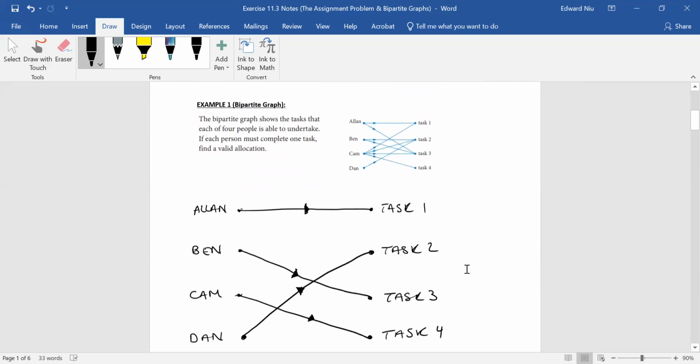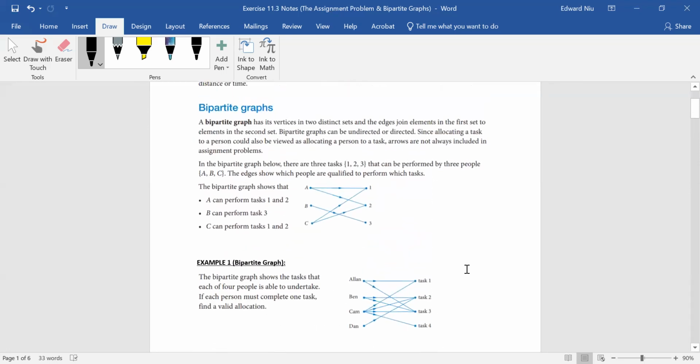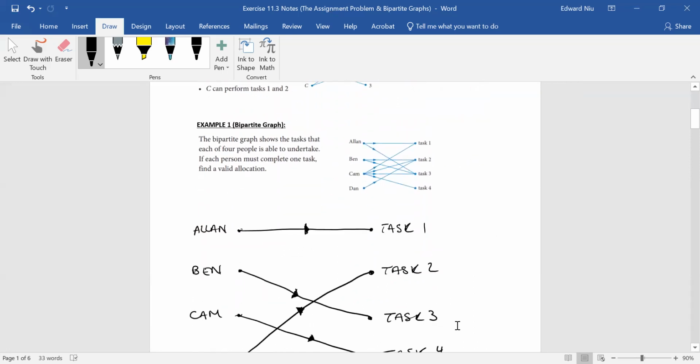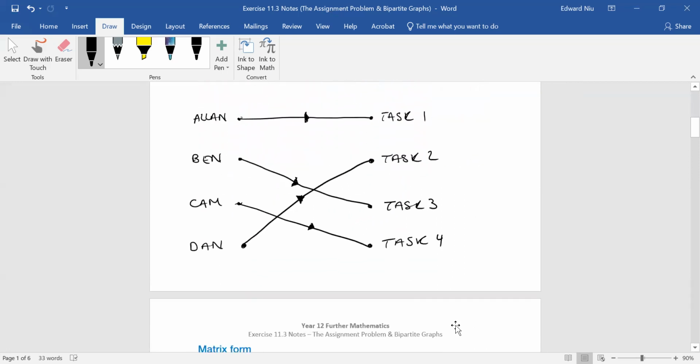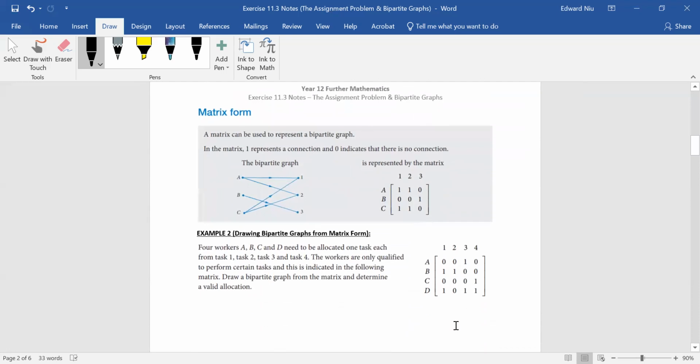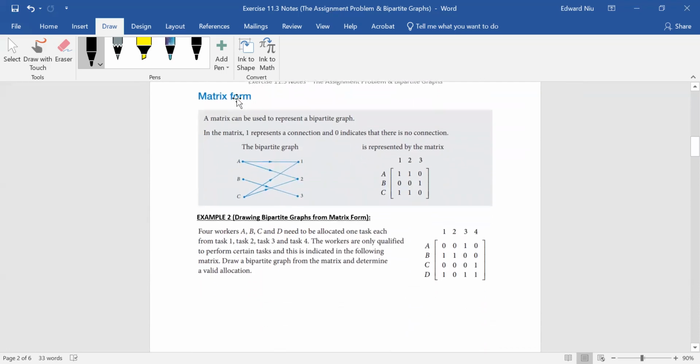No cost involved. It doesn't say how much it costs yet, but usually we figure out the total cost for the job. But that's example 1. Example 2, we take a look at the matrix form. So whenever we have a bipartite graph, we can represent this as a matrix. So for every connection, if we have the workers on the left as rows, and then the jobs as columns, for every connection, we can just put a 1 in the matrix to represent that connection.